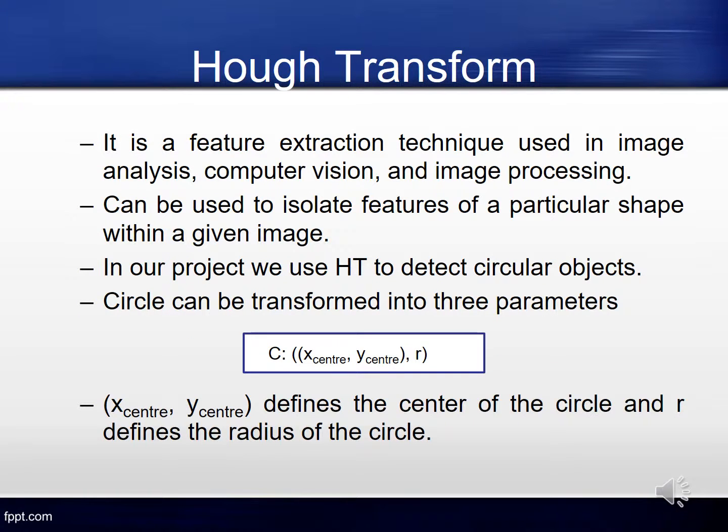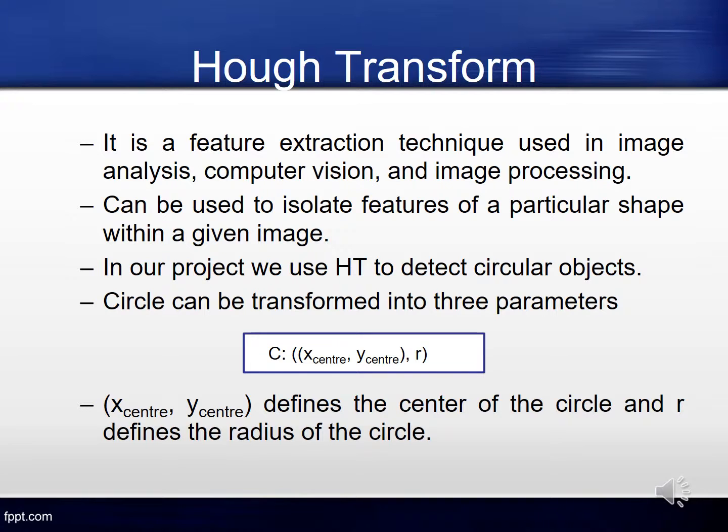We have used Hough transform in our project. Hough transform is a feature extraction technique used in computer vision and image processing. It can be used to isolate features of a particular shape within a given image. In our project, we have used Hough transform to detect circular objects.